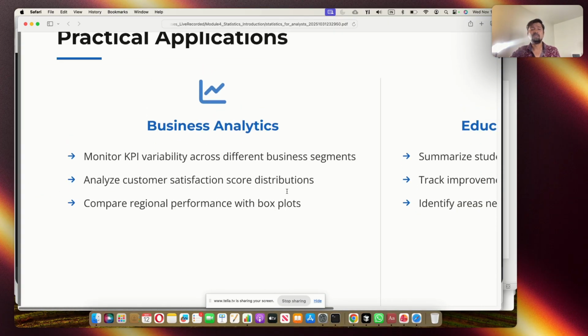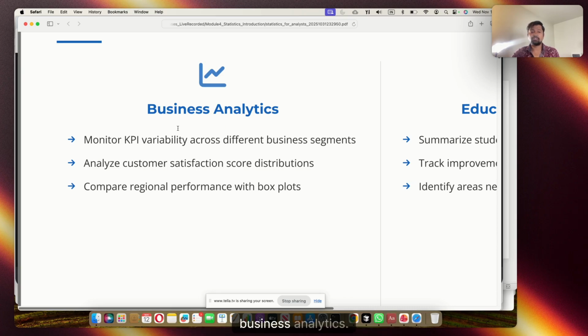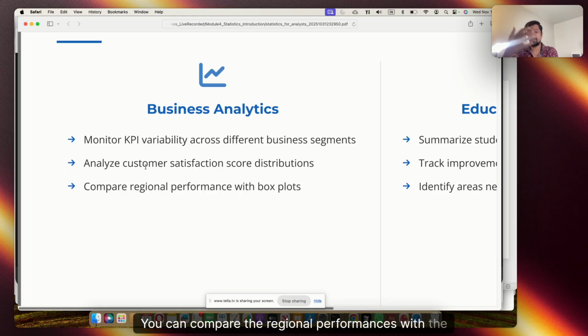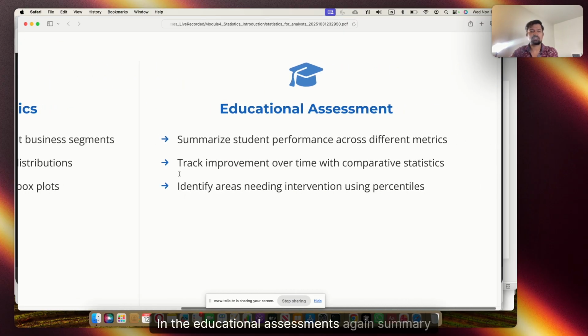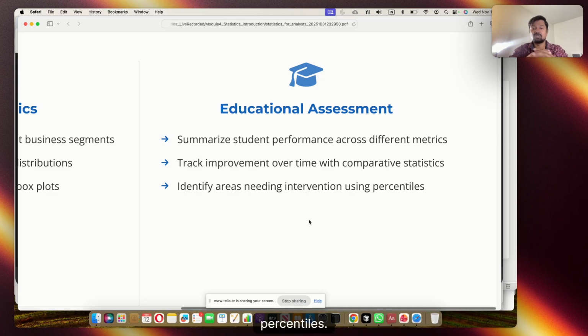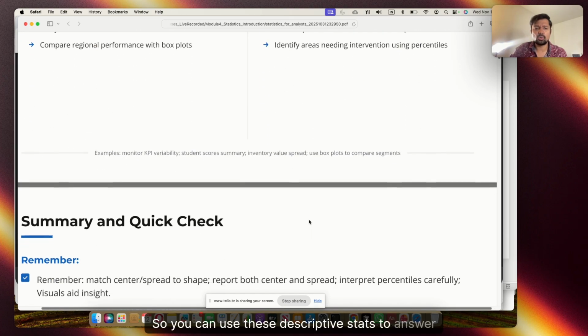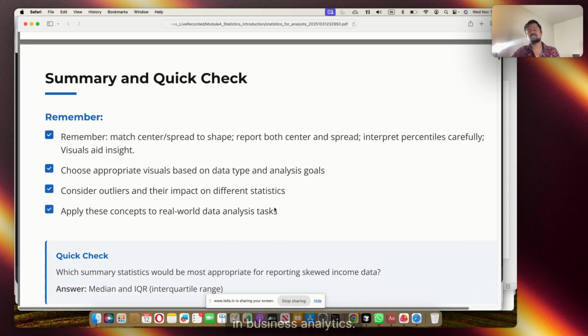Now, coming to the practical applications in business analytics, you can monitor KPI variability across different business segments. You can analyze customer stratifications and score distributions. You can compare regional performances with the box plot. You can use descriptive stats to answer any number of questions in business analytics. In educational assessments, again, summarize student performance across different metrics, track improvement over time with comparative statistics, and identify areas needing intervention using the percentiles. So you can use these descriptive stats to answer a lot of questions in business analytics and data analytics.